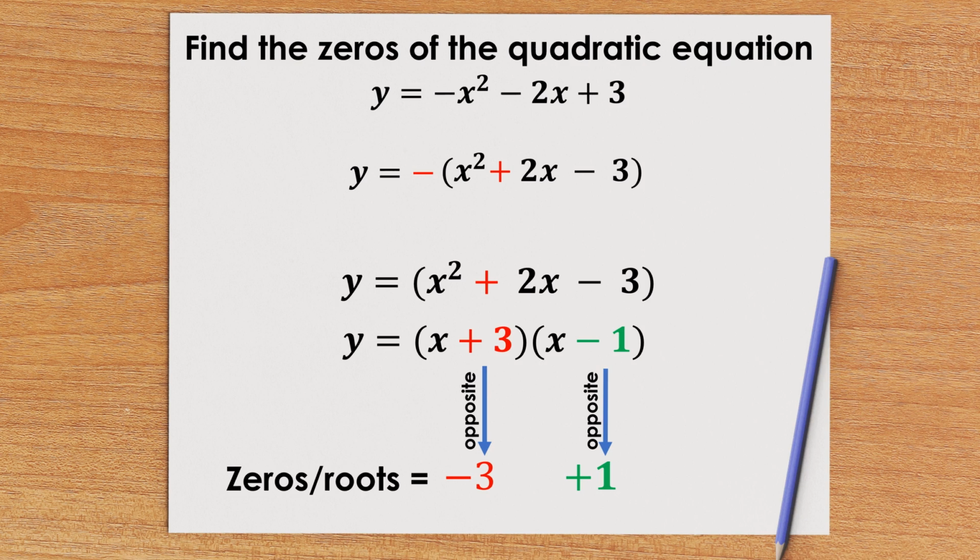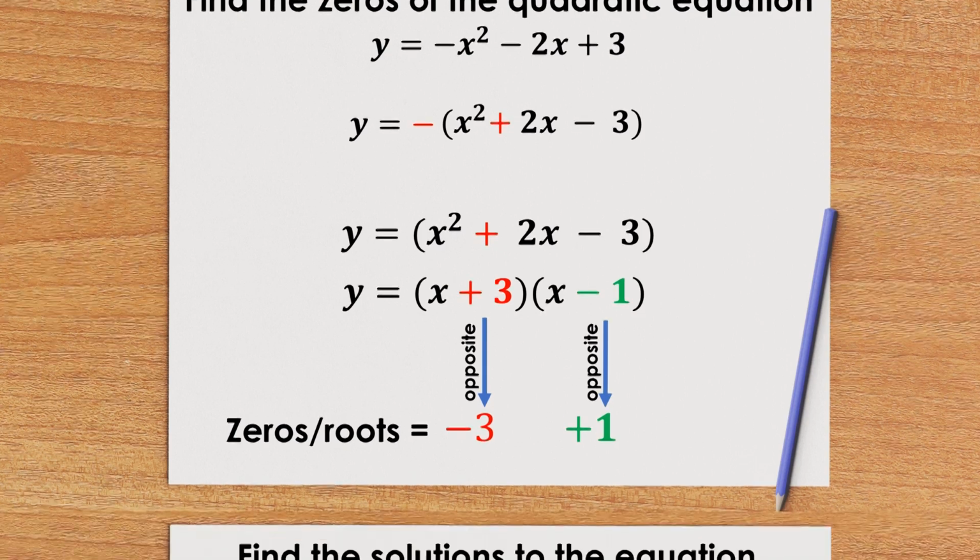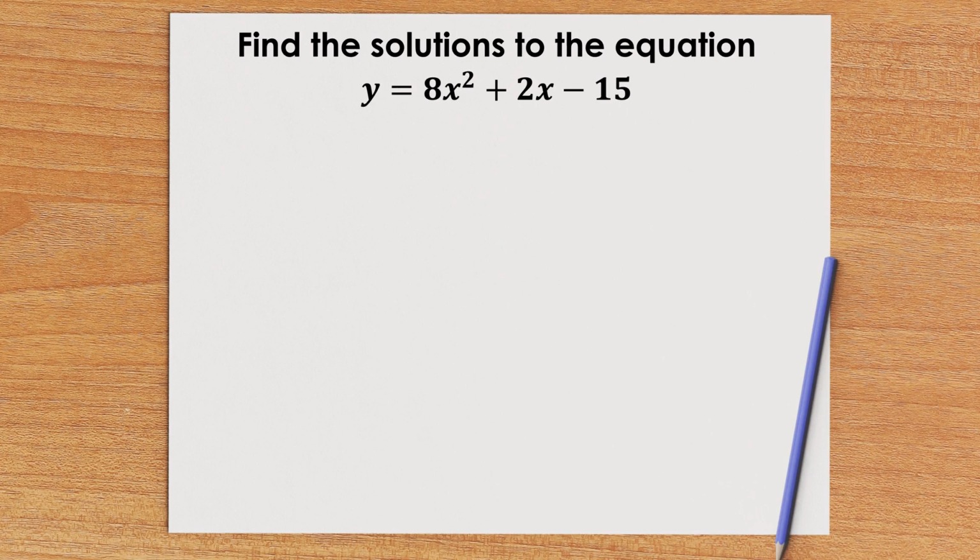But what if our quadratic doesn't have a common factor that we can use to scale it down? Then we'll have to use an approach called the crisscross method. Let's look at an example. Find the solutions to the quadratic y equals 8x squared plus 2x minus 15. The first step is to draw out a big X like this, right below the equation. The left side corresponds with the a value, while the right side corresponds with the c value.